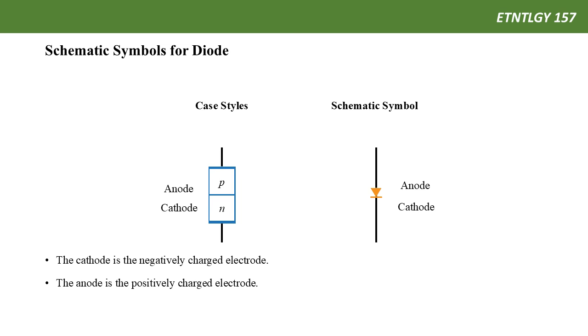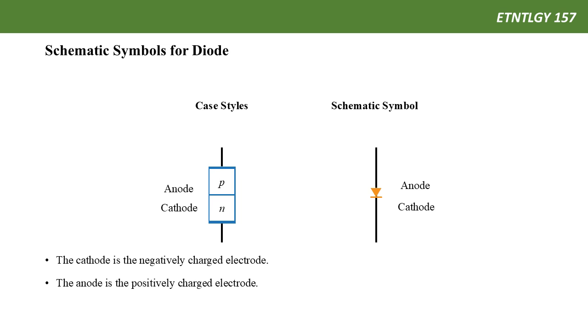Here shows the symbols for diodes. The one on the left is called the case diode. It shows two boxes. Two boxes are adjacent to each other. One box shows the letter P, which means this is a positive type material. The other box has a letter N, and it means it's an N-type material. The side with the P-type material has a special name called anode, and then the N-side material is called cathode.